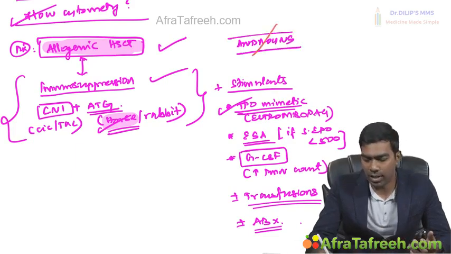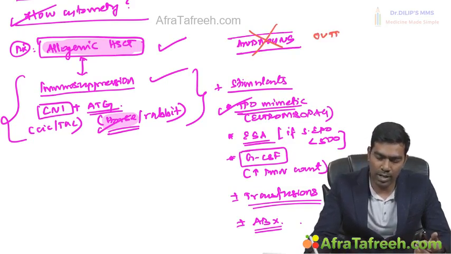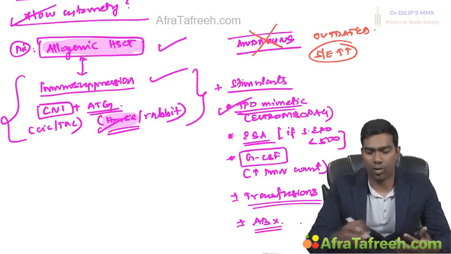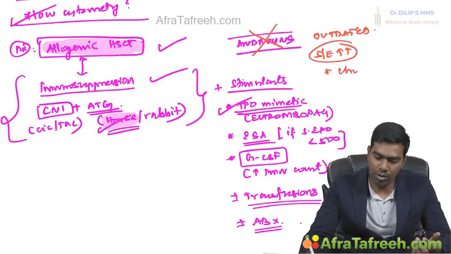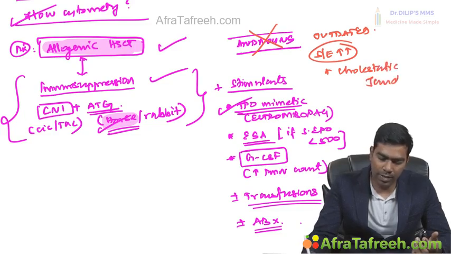Androgens are currently not the norm, because androgens are completely outdated right now. At the same time, they have a very, very high side effect rate. So what are the side effects of androgens? They can produce cholestatic jaundice, they can produce virilization.